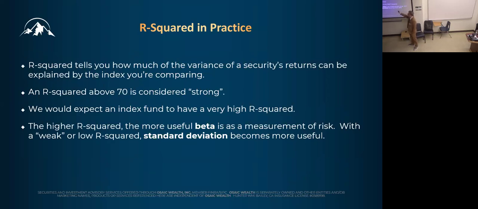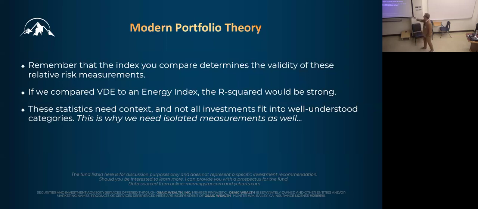With a weak or low R squared, it becomes more useful to use standard deviation, which is just a raw measurement of volatility. So remember that the index you compare to determines the validity of these relative risk measurements. If we compared VDE, the energy index fund from Vanguard, to an energy index, well, the R squared would be super strong. And then beta and alpha would be very useful because they would be confirmed by that R squared being high. So these statistics need context.